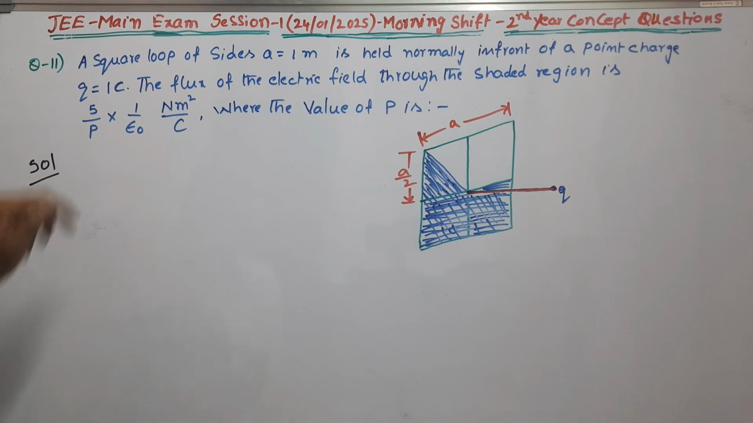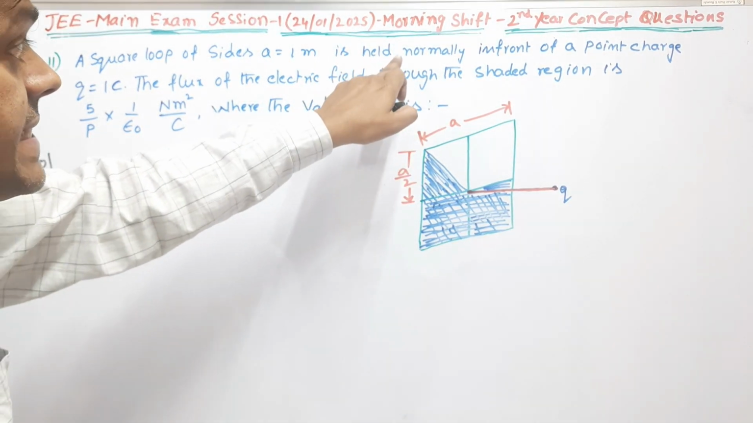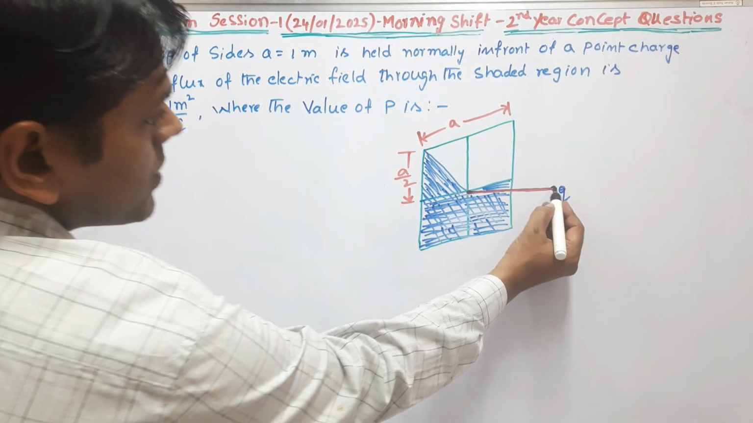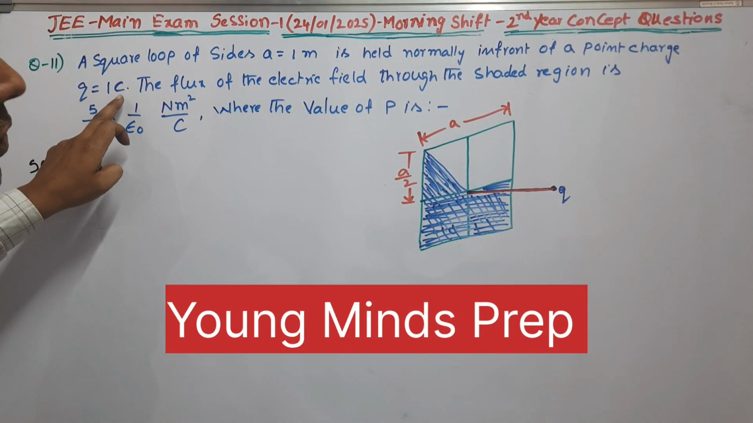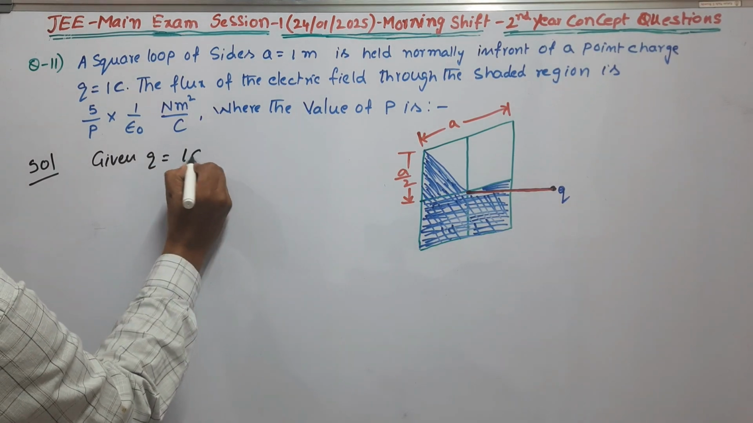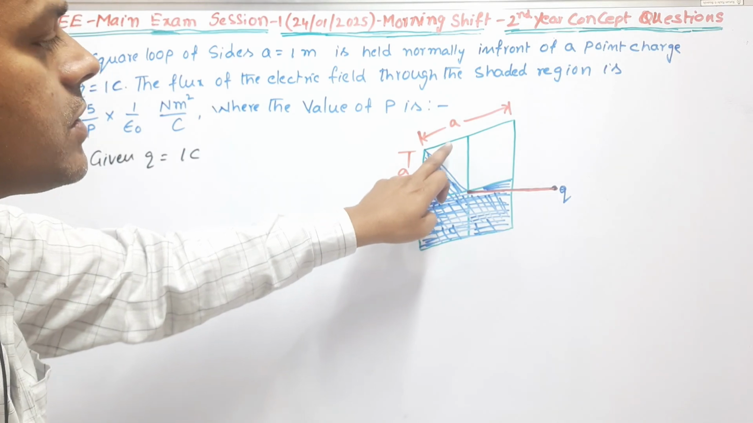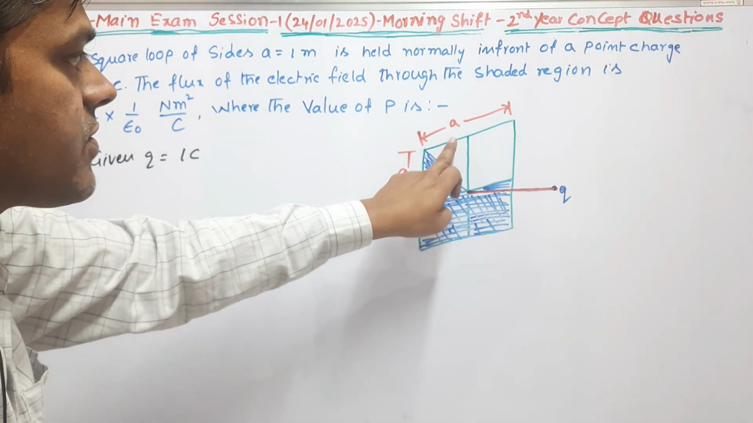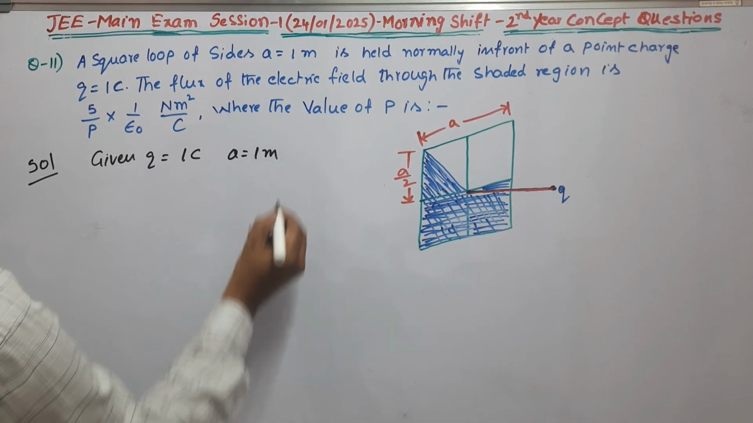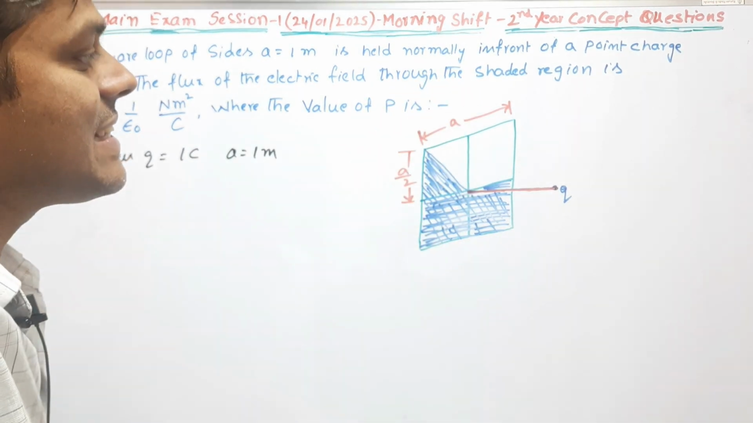Okay, the 11th question: a square loop of sides A is equal to 1 meter is held normally in front of a point charge. To see, this is a point charge Q. Its magnitude is equal to 1 coulomb. That means given charge. This 1 coulomb charge is kept normally in front of a square loop of side 1 meter. Okay. Side A is equal to 1 meter. The flux of the electric field through the shaded region.